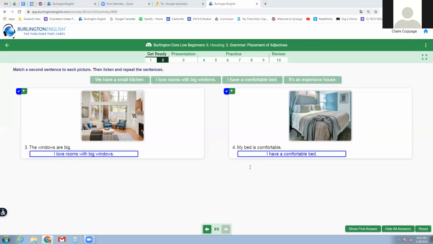Now I know this word gives us fits. This is a difficult word to say. Let's see, comfortable. How about that? Repeat after me. Comfortable. Comfortable. Perfect. Good job. All right, will you read number 3 and 4 out loud, please? The windows are big. I love rooms with big windows. My bed is comfortable. I have a comfortable bed.